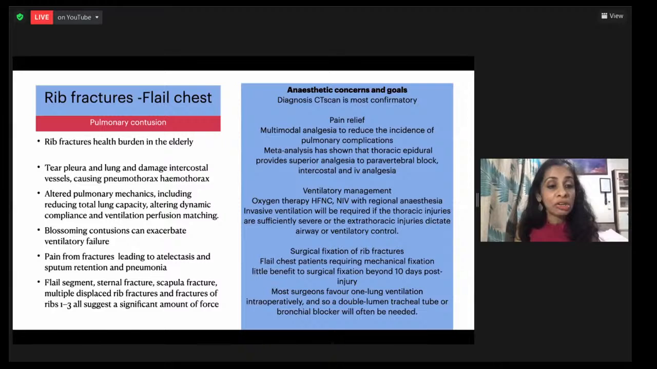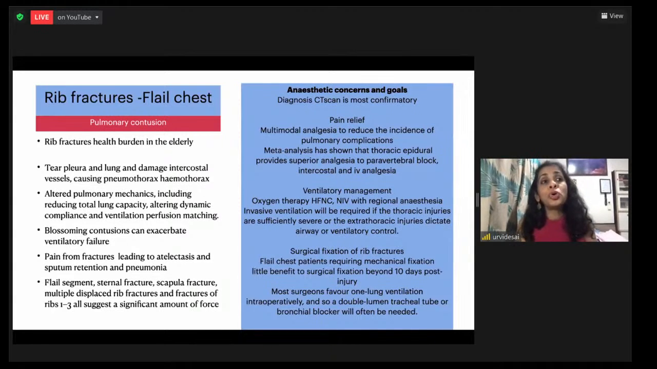Rib fractures cause a lot of pain, so again we have to tackle that. Pain causes a lot of retention of sputum, atelectasis and pneumonia. So when we have rib fractures with flail chest, or sternal fracture, or rib 1, 2, 3 fractures, we should remember that it may be associated with internal organ damage also, like the heart and the great vessels. Now, as an anesthetist, rib fractures can be diagnosed, of course, on X-ray, but many times they are missed. So CT is the choice.